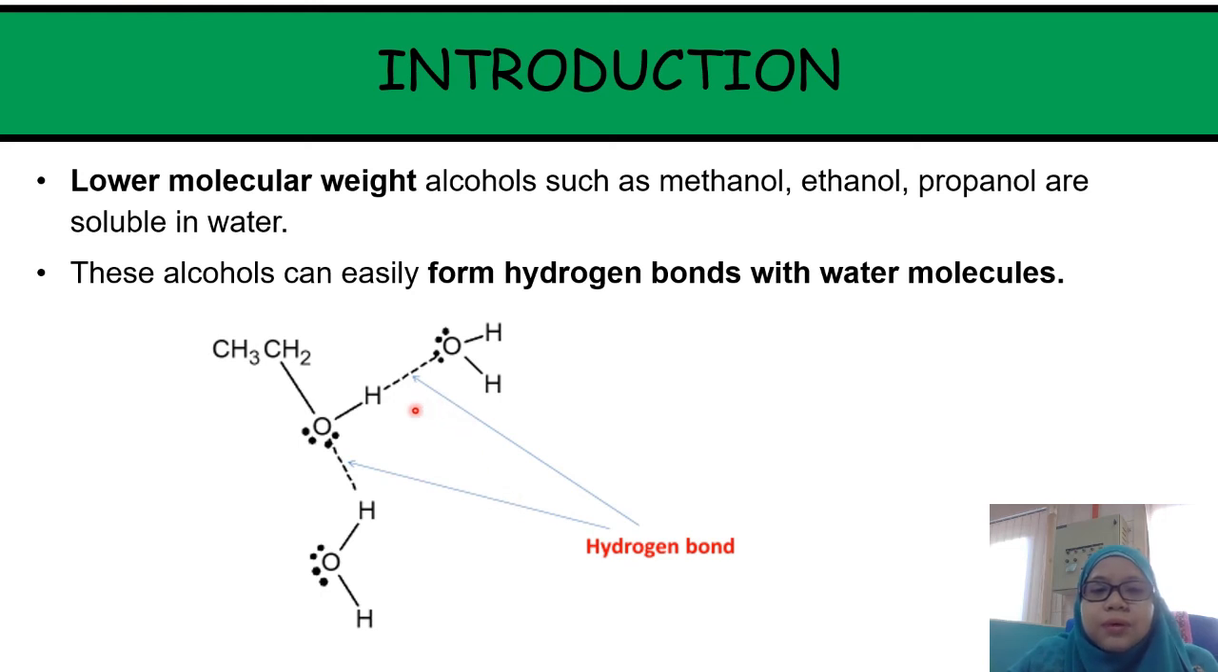So this is how alcohol molecules form hydrogen bonds with water. We know that the hydroxyl group of alcohol consists of O and H. So the hydrogen of alcohol can form a hydrogen bond with the oxygen of water, and then the oxygen of the hydroxyl group of alcohol forms a hydrogen bond with the hydrogen of water. So here the hydrogen bonds are formed.